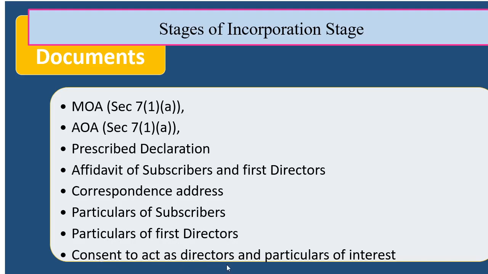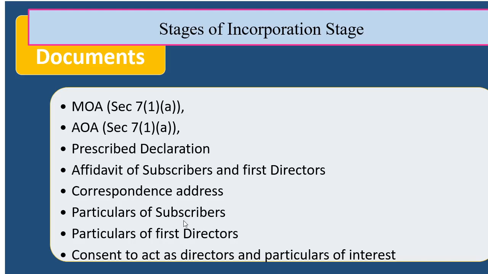Consent to act as directors and particulars of interest. So consent of others to act as directors. A particular person, Mr. A, is going to be appointed as a director of the company. In that situation, consent of other subscribers or members of the company to appoint him as a director, along with his interest. What is the remuneration payable to these directors? This should be specified.